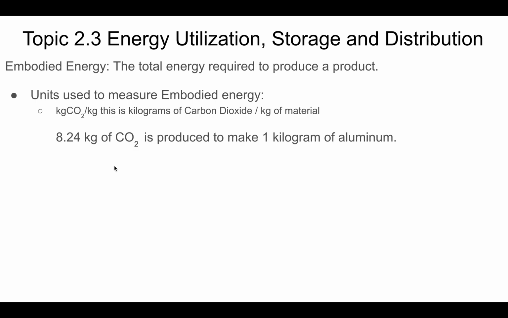Okay, another one that we measure in it has to do with CO2. So the unit is kilogram CO2 per kilogram. So this is kilograms of carbon dioxide per kilograms of material. So for instance, to produce 1 kilogram of aluminum, 8.24 kilograms of carbon dioxide is produced. So the 1 kilogram of aluminum would be this kilogram right here, the one on the right. Kilograms of CO2 would be on the left.